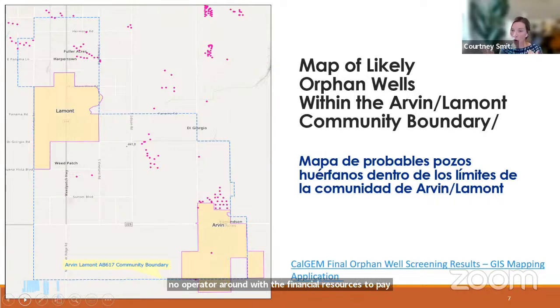And when a well does not have a viable operator to take action to manage it, that falls to the state. So we thought it would be very helpful to talk to you all about what we're doing to address these kinds of wells that fall to the state.